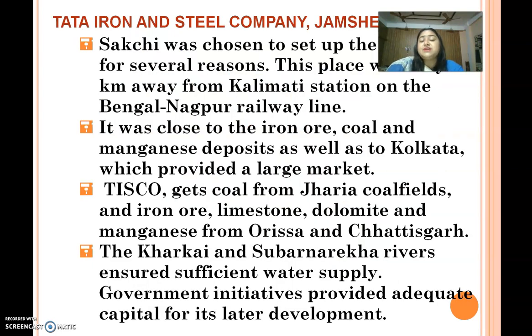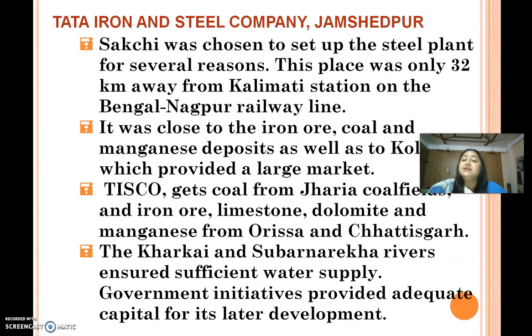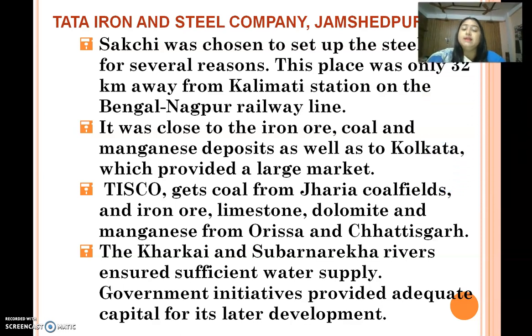So, why was Sakchi chosen? Sakchi was chosen to set up the steel plant for many reasons. First of all, this place was only 32 kilometers away from Kalimati station. Where is Kalimati station? It is on the Bengal Nagpur railway line. Since it was nearer to the railway line, it was very close to the iron ore, coal, and manganese deposits, as well as to Kolkata, which provided a large market.